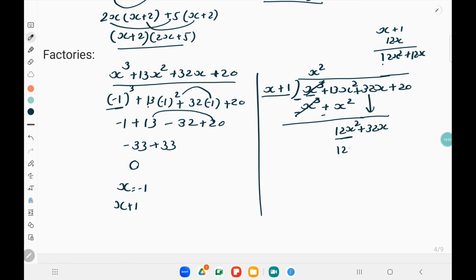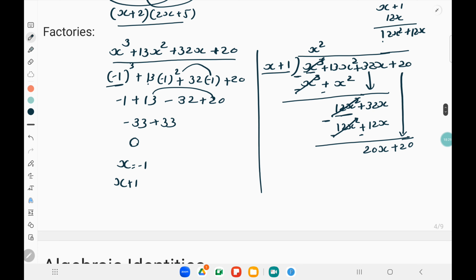So here 12x square plus 12x, and we do the subtraction, so both change the sign. 12x square positive and 12x negative are neutralized. 32x take away 12x becomes 20x, and now we bring this last term 20 here. Oh sorry, I forgot to write here this 12x, and it is positive. Quotient, don't forget to write that.